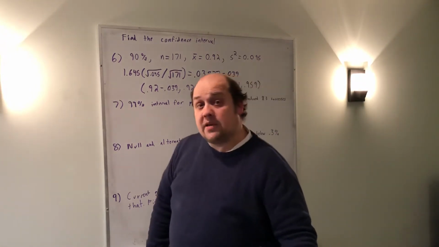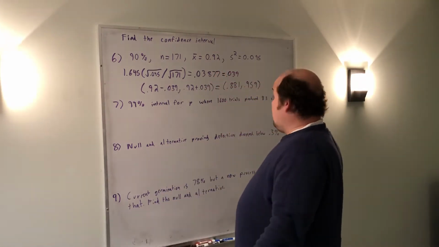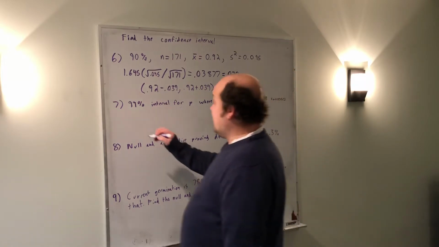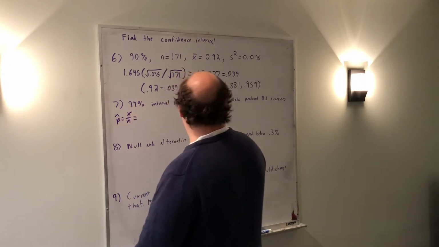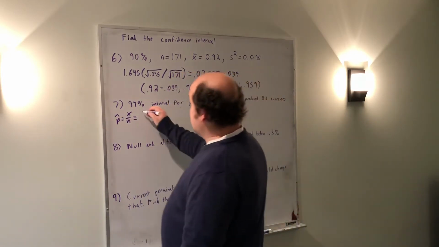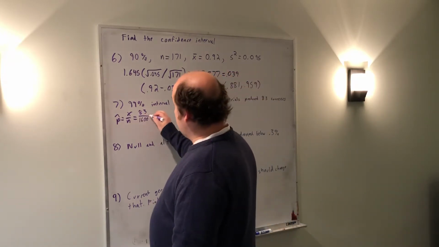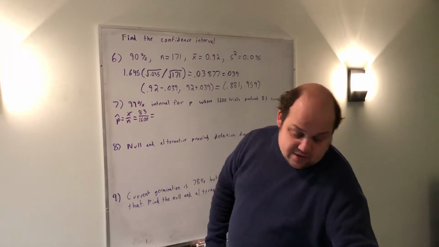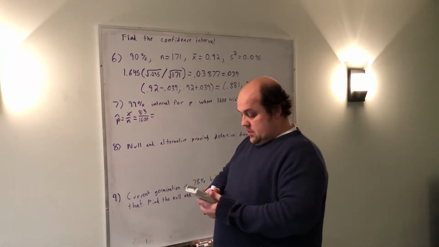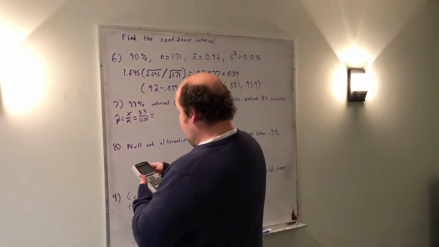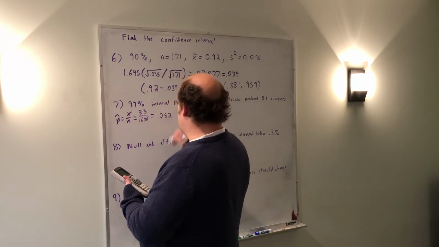Question 7 asked me to do a confidence interval, except this time it asked me to do it for a proportion. When I need to do it for a proportion, first thing I need to calculate is p hat, which is x over n. In other words, how many fit the 83 successes out of how many total were in my sample, 1600. If I put this into my calculator, 83 divided by 1600 gives me 0.051875. I'm going to call that 0.052.